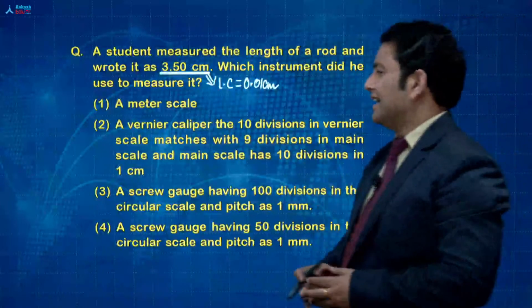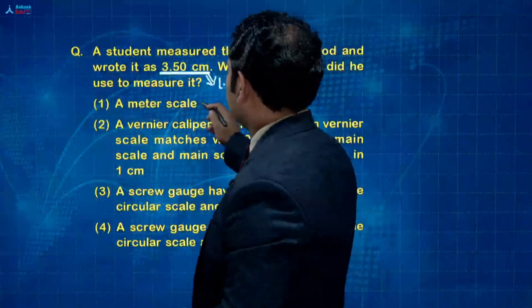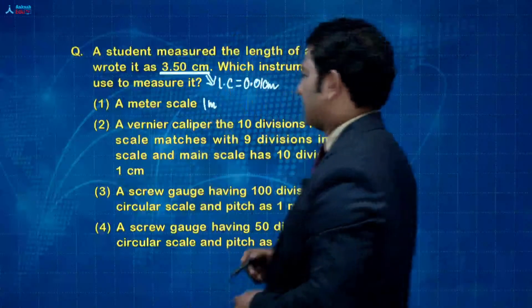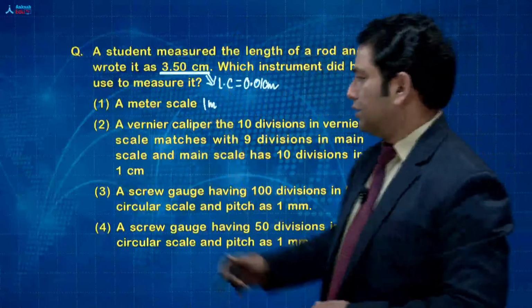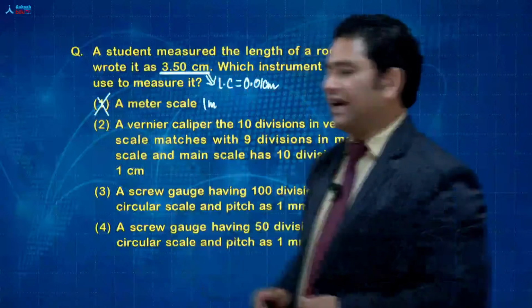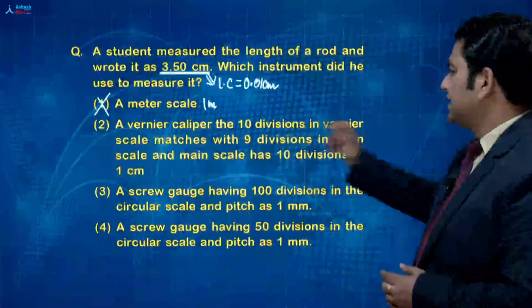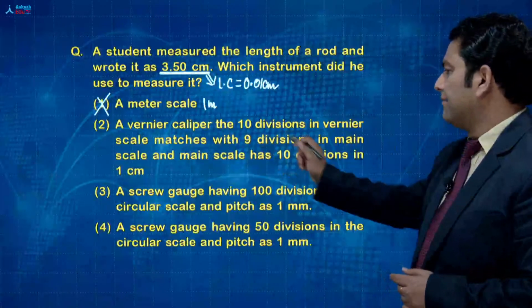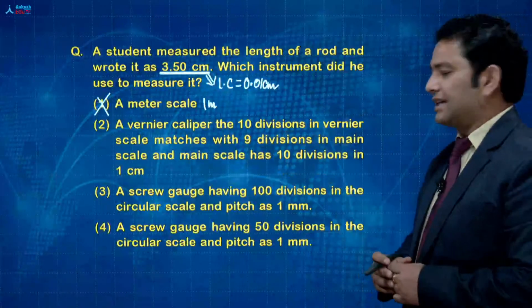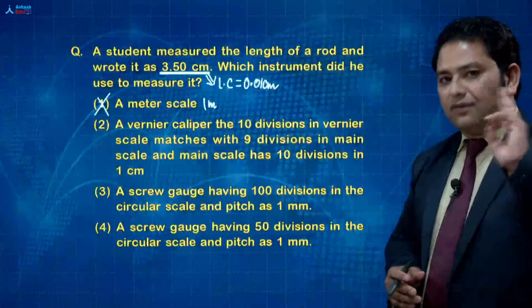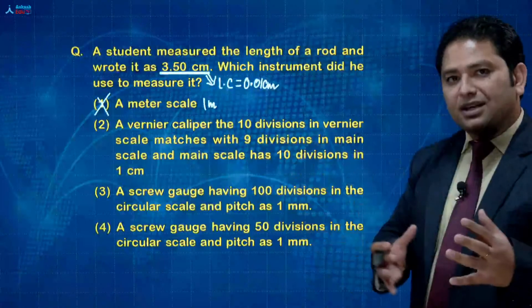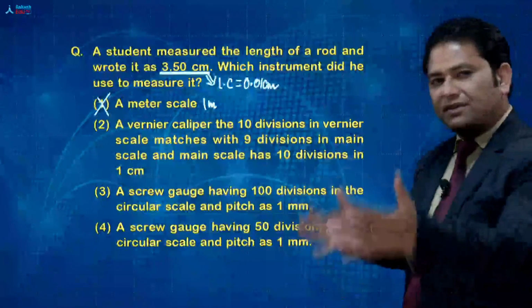आइए देखते. एक meter scale, what would be the least count? 1 meter. Okay, that's done. So, this option will be invalid. Number 2, a Vernier caliper, the 10 division in Vernier scale matches with 9 division in main scale. Okay, this is a regular Vernier caliper. इसके बारे में बहुत detailedly we have already discussed in the previous question.